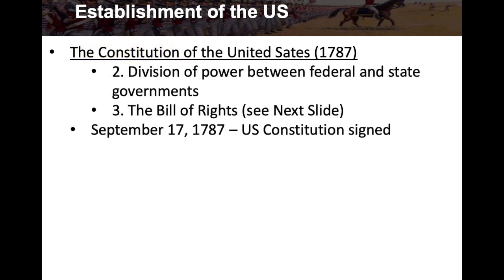Continuing on, number two, the division of power between federal and state governments. The Constitution lays out the division of powers between these two entities, the federal government and the state government. And then number three is the Bill of Rights, which we're going to talk about in a moment. On September 17th, 1787, the U.S. Constitution is signed. Then it would have a ratification to have the endorsement of all the states. So September 17th, 1787, is the important date of the U.S. Constitution being signed.